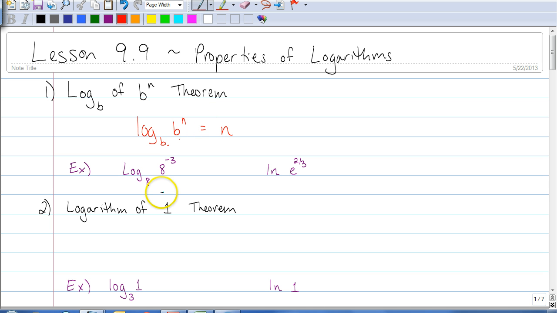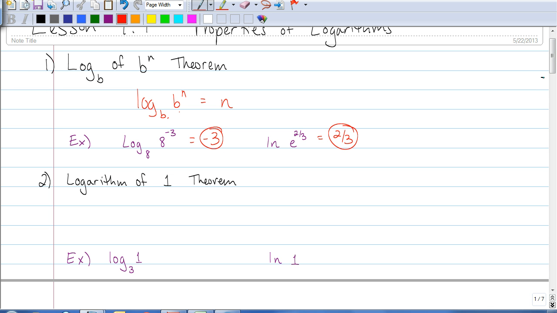So if we have log base 8 of 8 to the negative third power, your answer is just negative 3. If you have the natural log of e to the 2/3 power, remember from the previous video that a natural log means that we have a base e, a log base e. And since this base and this base are the same, your answer would be 2/3. So that's the log base b of b to the nth power theorem. In other words, whenever the base for your logarithm and the base for the value that you're taking the logarithm of are the same, your answer is the exponent.